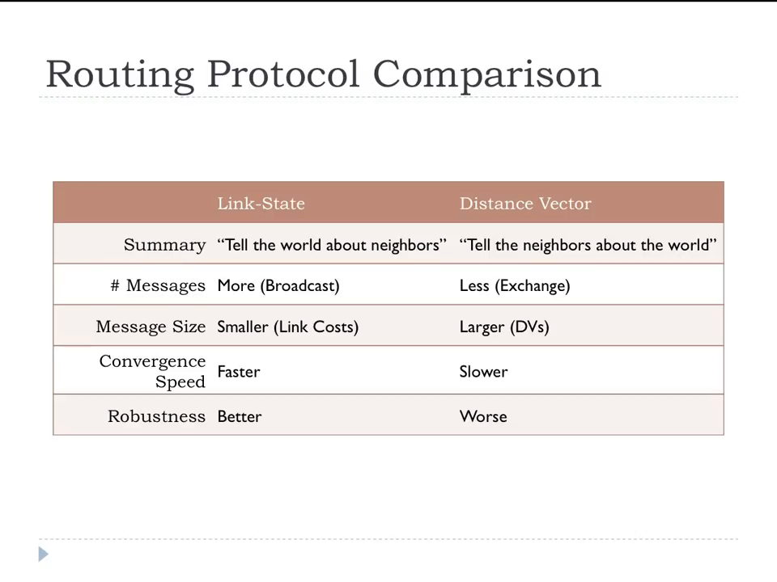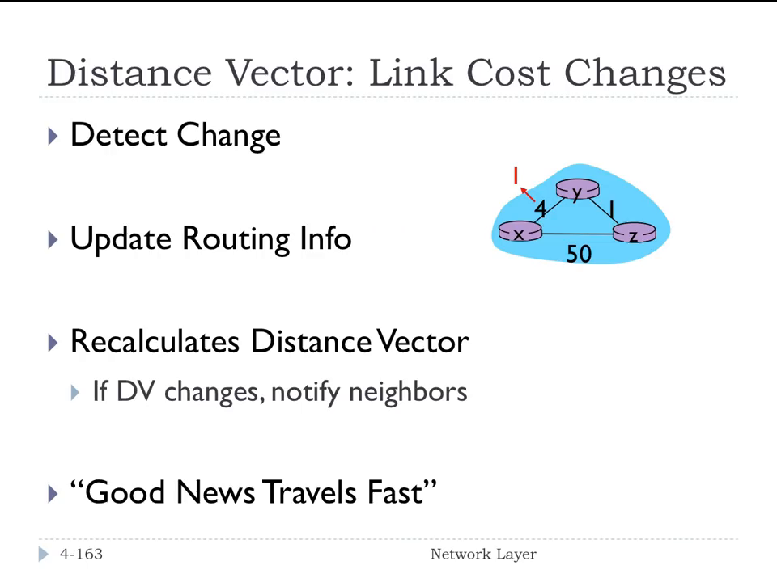On the next two slides, we're going to talk a little bit about why and how distance vector is bad at adapting to change. So if the link cost changed, or if this 4 goes to a 1, this is the book's example, we need to detect that change and then update our routing information. We then have to send that out to our neighbors, so that they know about this new, better path.